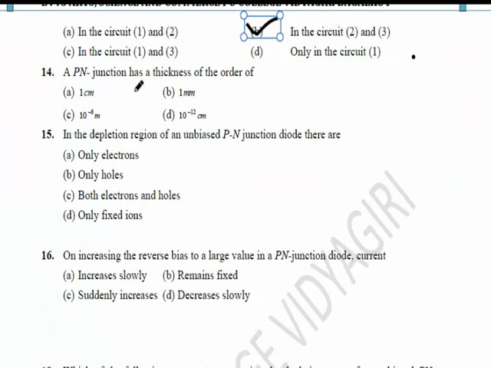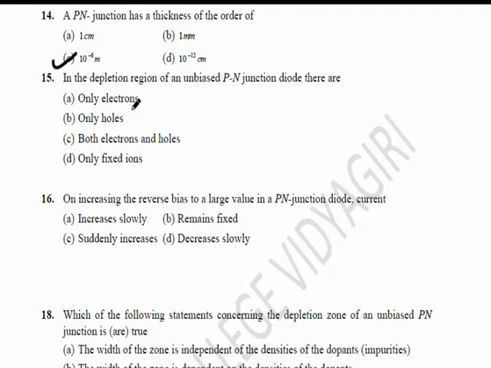See here, 14th. A PN junction has a thickness of the order of. Very simple, straightforward answer, 10 raised to minus 6 meter. So remember, my dear students, remember, a PN junction diode has a thickness of the order of 10 raised to minus 6 meter.